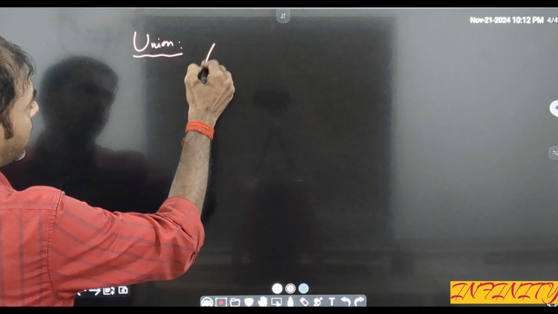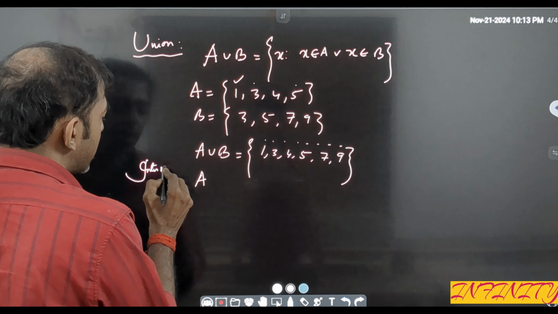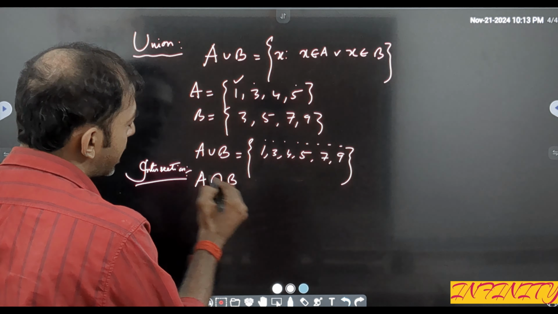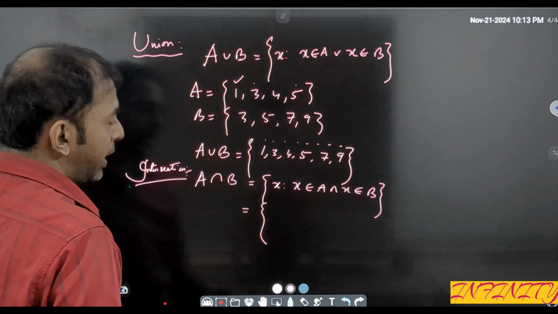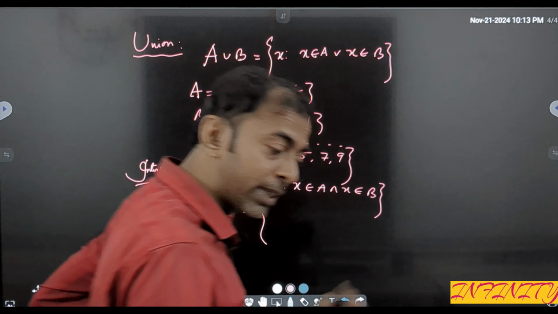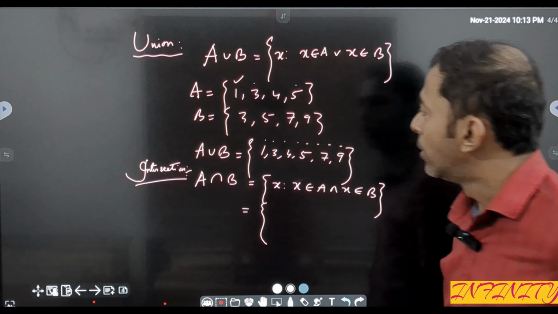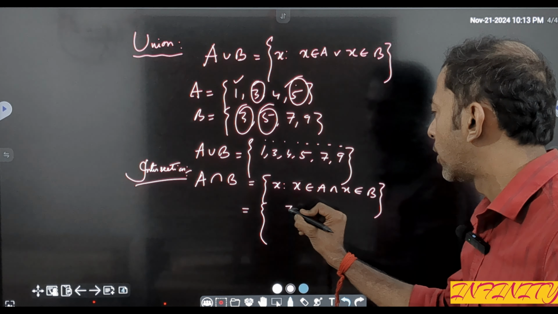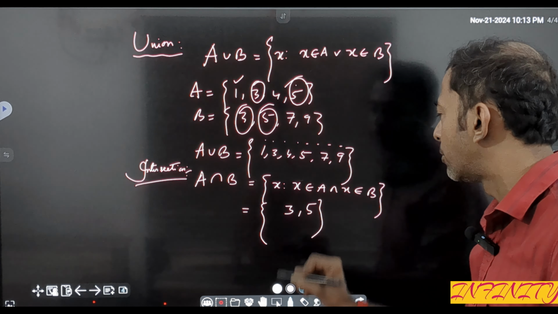Now, what about intersection? The intersection of 2 sets is represented as A intersection B, and the definition is X such that X belongs to A and X belongs to B. That is, you need to consider those elements which are in set A and set B simultaneously. Now you can see that 3 and 5 both belong to A and B actually. So just write down 3 and 5 here. So that's our A intersection B.